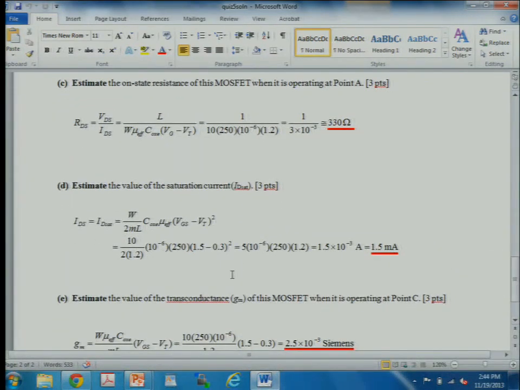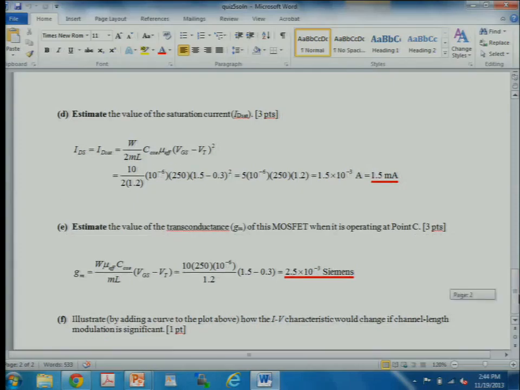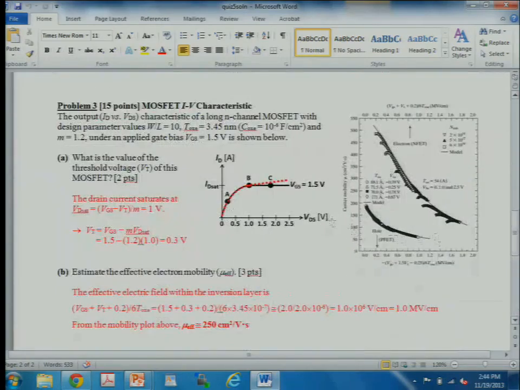Okay, saturation current is just plugging in numbers, but hopefully you notice that VG minus VT is 1.2, and you have a 1.2 down here, so it cancels out, and you get a nice, relatively easy to calculate number. And finally, transconductance. Again, numbers are pretty round, but you have to use the formula for the saturation regime of operation. Okay, and finally, showing the impact of channel length modulation. You just have to draw a line, showing that if you pinch off the channel and the channel inversion layer gets shorter and shorter as you increase the VDS, the drift velocity goes up because the lateral electric field goes up, so the current goes up.